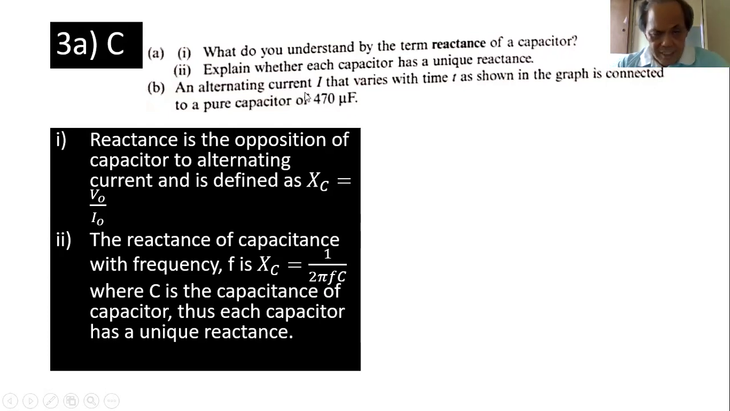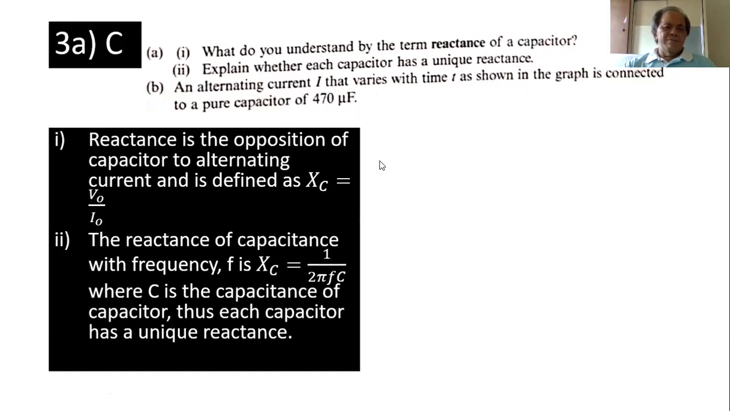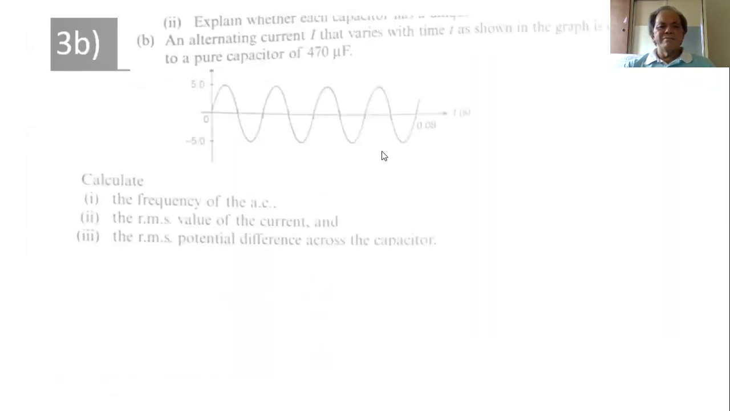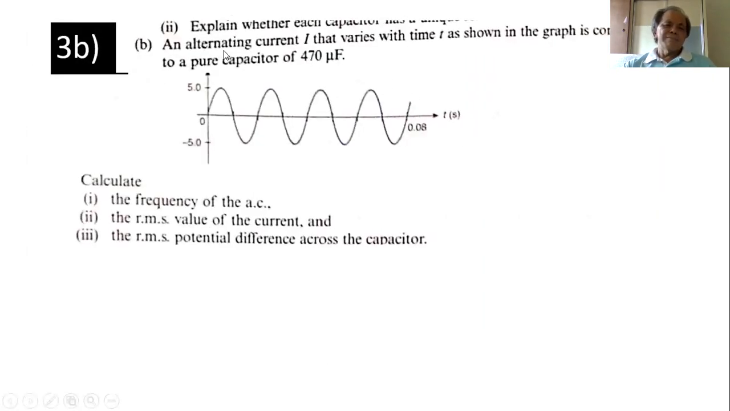An alternating current that varies with time, as shown in the graph, is connected to a pure capacitor of 470 microfarad. Have I left something out? Yeah, an alternating current that varies with time is shown in the graph. How to calculate the frequency?